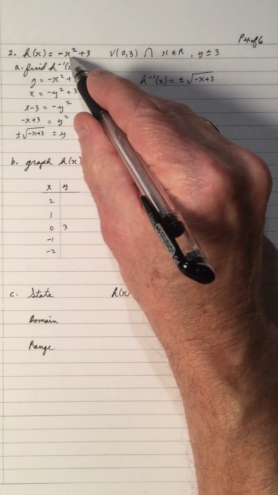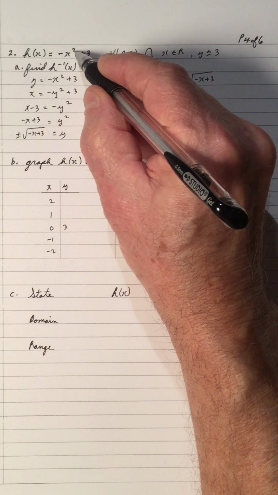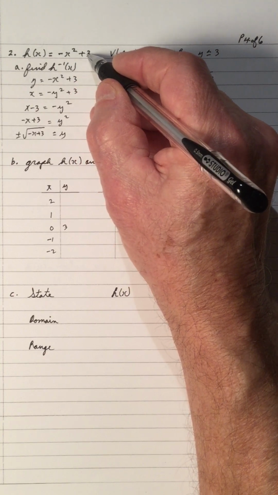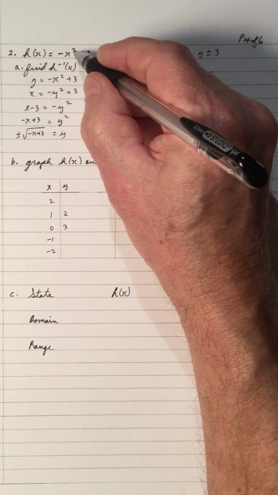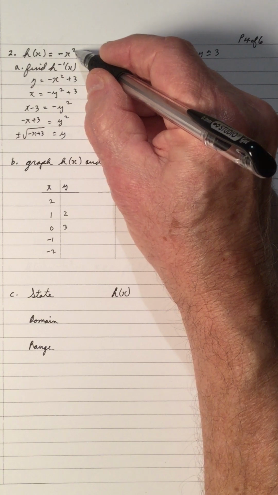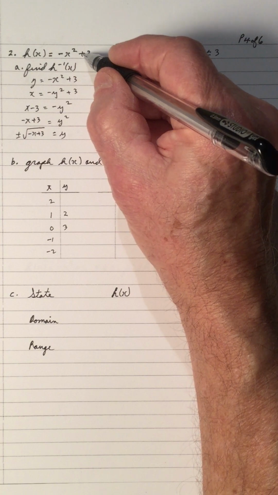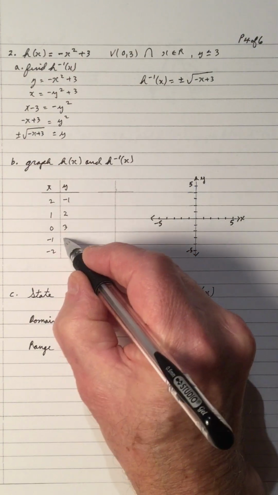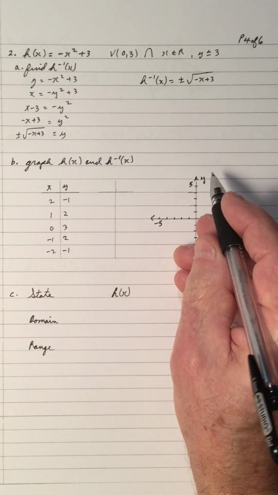So I'll plug 1 into this equation. X is 1, plug 1 in. 1 squared is 1. The negative of 1 is negative 1. Negative 1 and 3 is a 2. So I'll plug 2 in. I square first. 2 squared is 4. The negative of 4 is negative 4 plus 3 is negative 1. And so this one is a 2 and this one is a negative 1 because it's symmetrical.